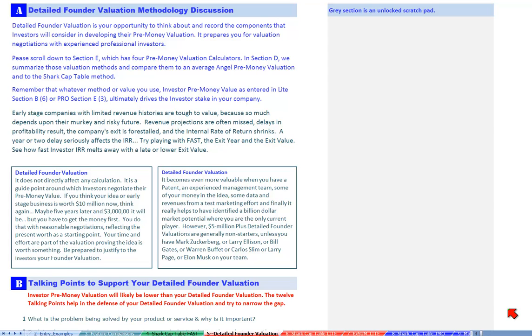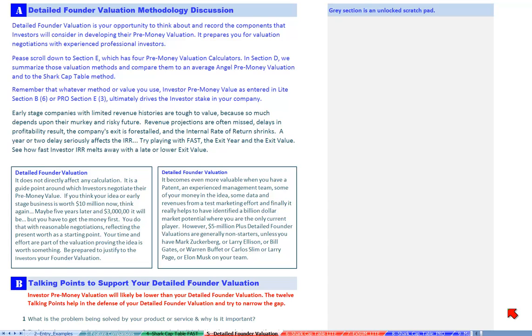We are going to go through tab number 5, which is the red tab, Detailed Founder Valuation. Now let's be clear about the difference between detailed founder valuation and pre-money value. Pre-money value is what actually drives the calculations and the shares and the ownership that the investors ultimately have. And pre-money value is what they think you're worth.